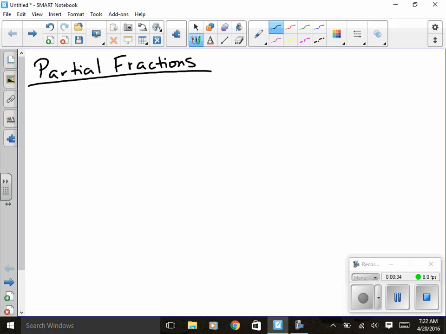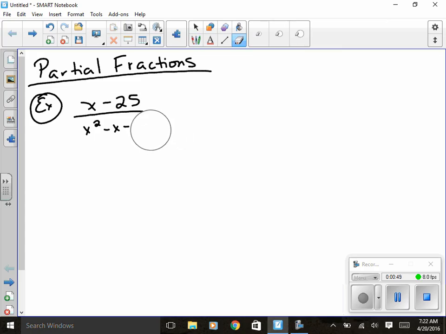So for instance, 5x minus 25 over x squared minus x minus 12. We're going to decompose this and separate it into the sum of two fractions.